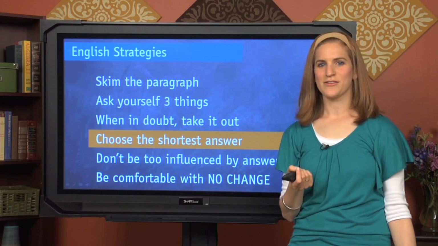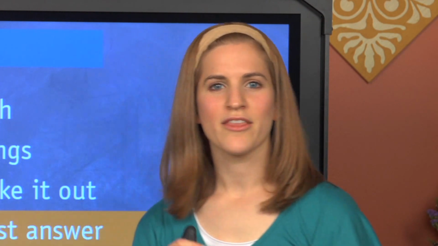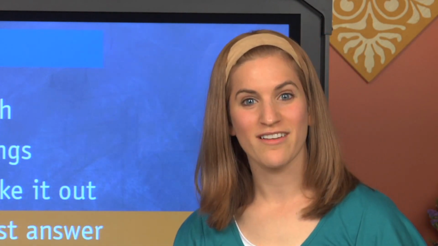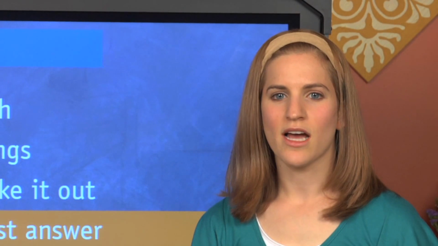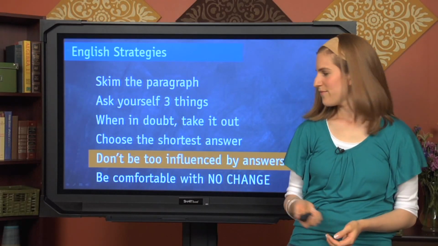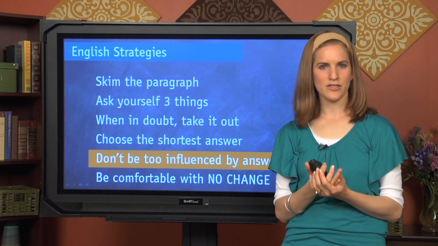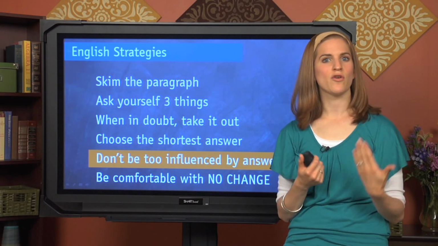Choose the shortest answer. I'm going to tell you guys something really cool. On the ACT English, the shortest answer is correct a third of the time. So if you're ever stuck, don't even think, just choose the shortest answer. So here's the next strategy. Don't be too influenced by the answers. This is really interesting. Actually, the more an answer choice redoes the underlined sentence or phrase, the more it kind of does stuff to it, the less likely it is to be correct. So you never want to pick an answer choice that completely does over the original.